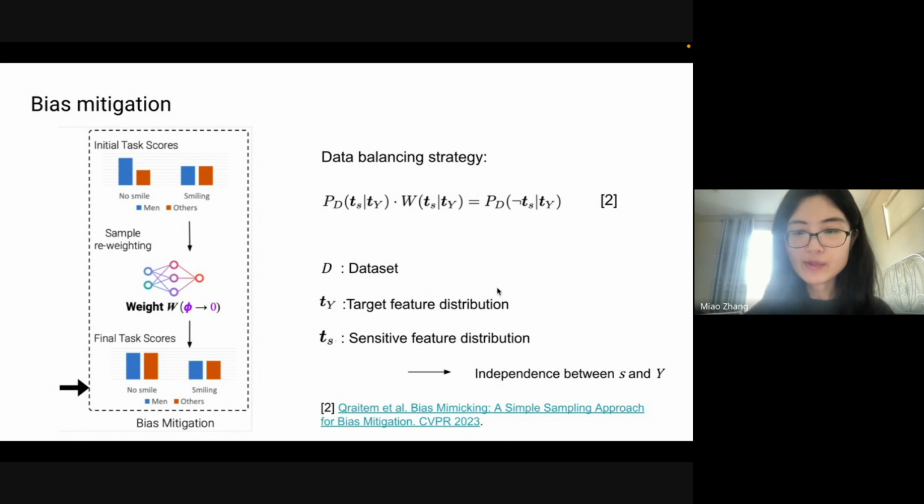With this resampling, statistically, the model can ensure the independence between the feature S and Y. So the data is balanced with respect to them.